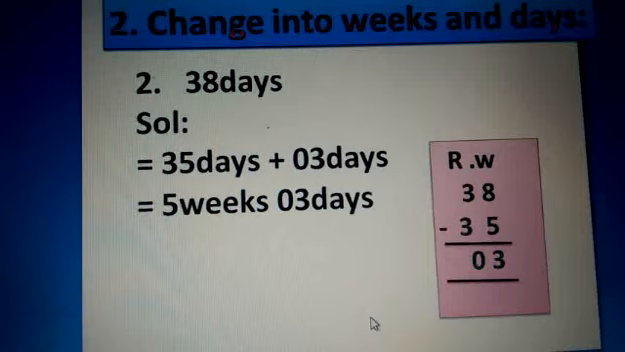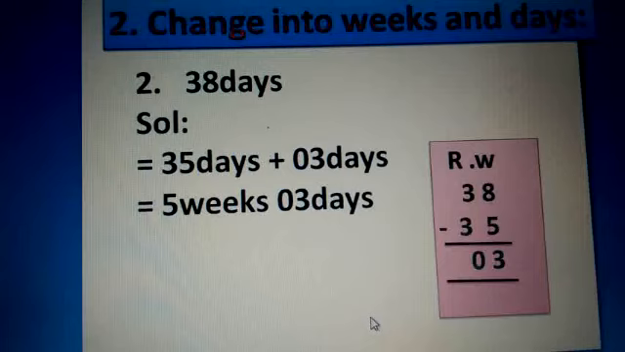So we will use the smaller number which is in the table of 7. So the smaller number is 35. 35 is smaller than 38. So we will put 35 days. After that, we will put the sign of addition.